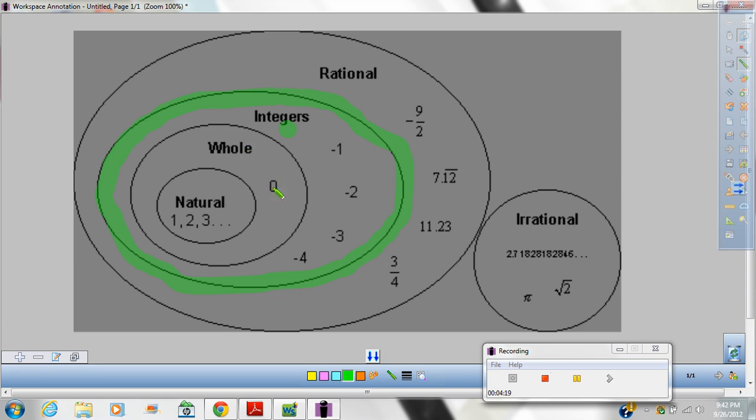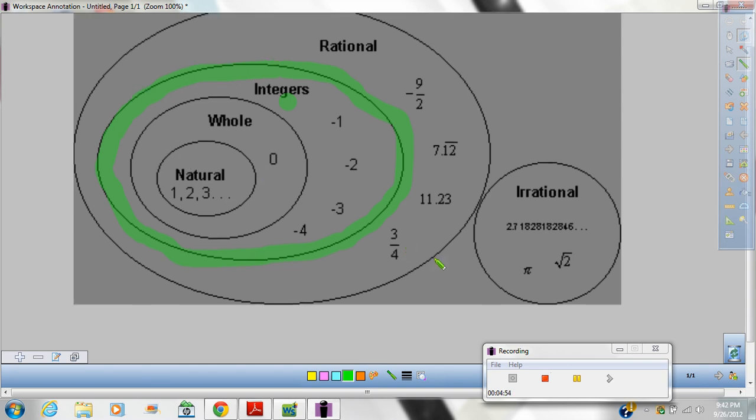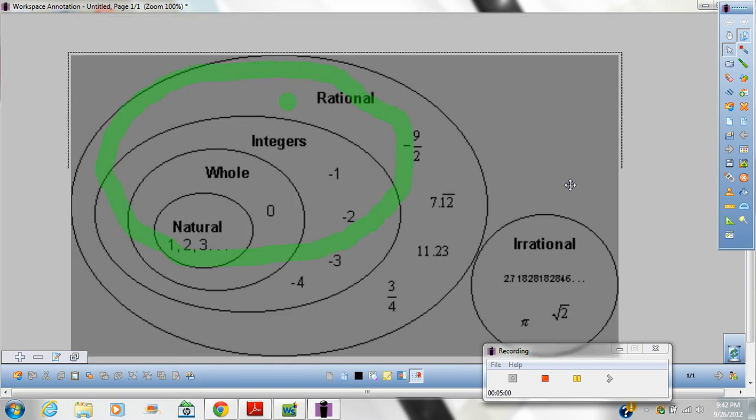Let's talk about 0 now. Does 0 qualify as an integer? Does 0 qualify as a natural number? Oh boy, what did I do?